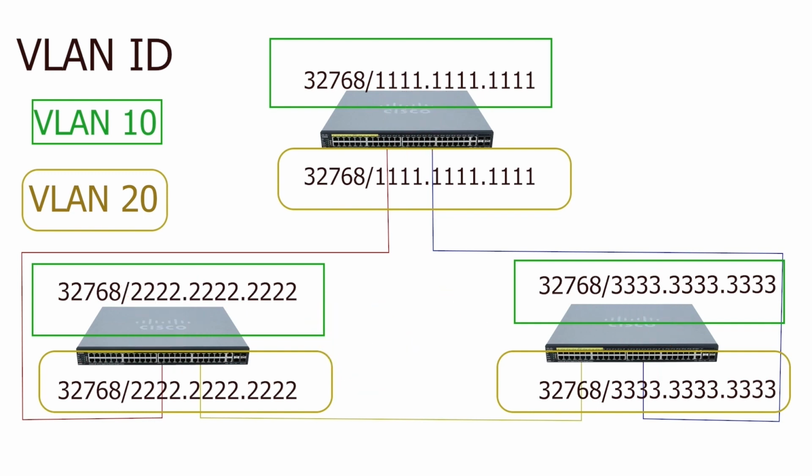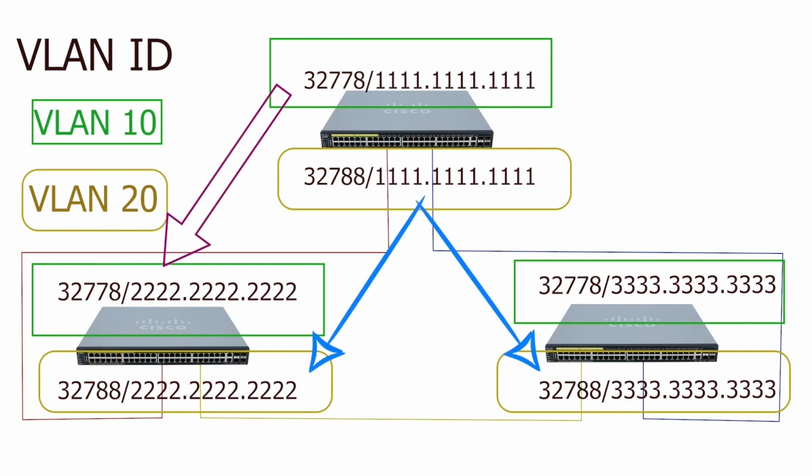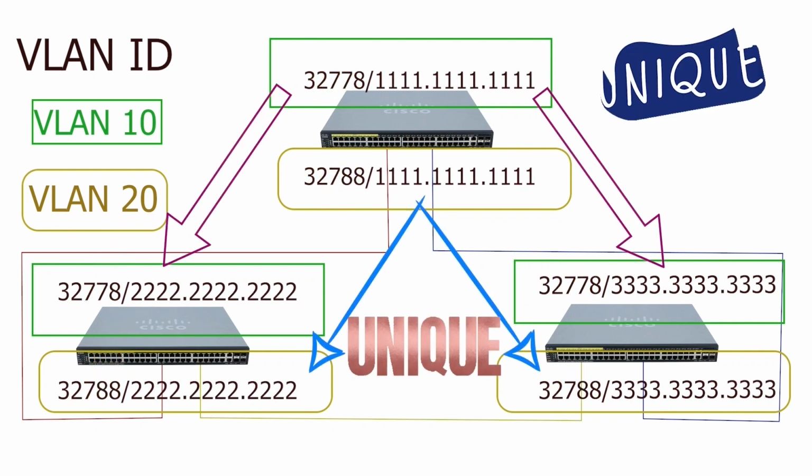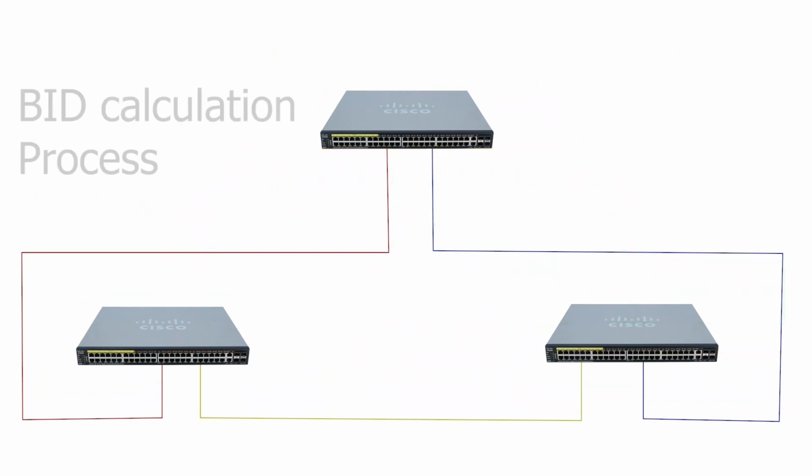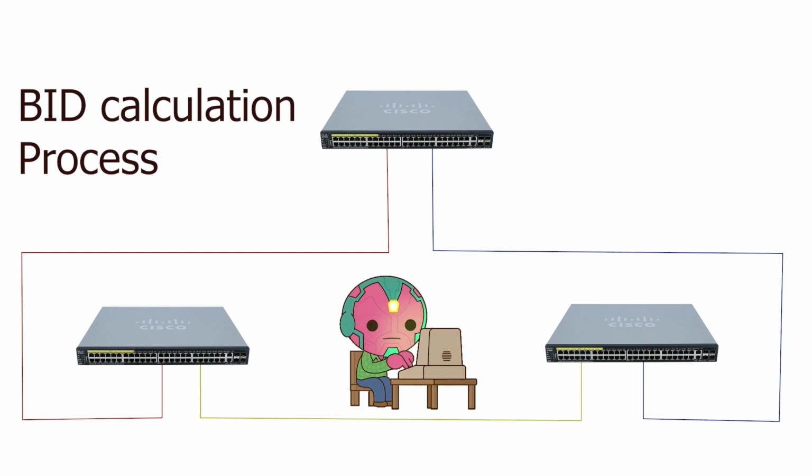To make the bridge ID unique across the VLANs, STP adds the VLAN ID to the default priority. Adding the VLAN ID to the default priority makes the bridge ID unique across all VLANs and switches in the network. Now that we have learned the bridge ID's components, let us understand its calculation and the root bridge selection process.